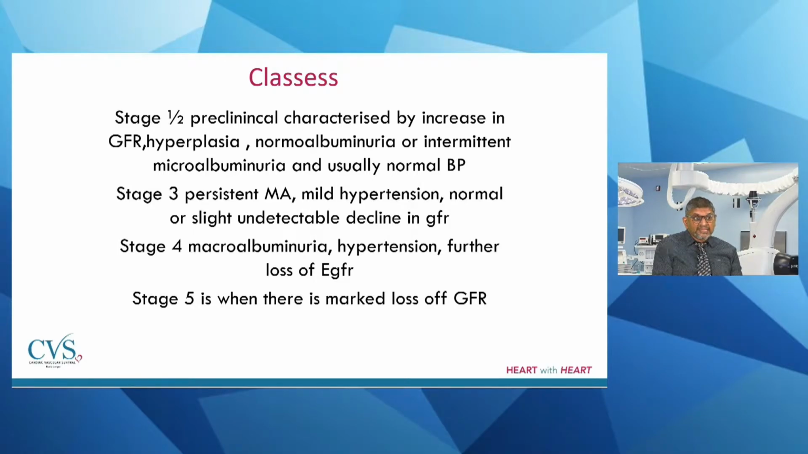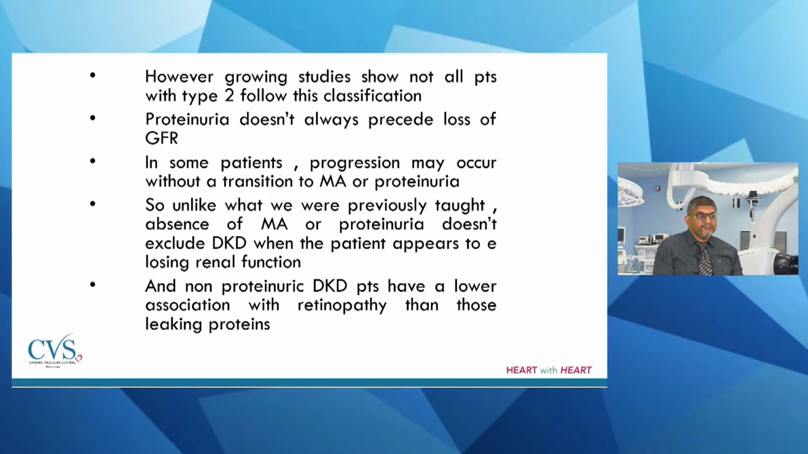But like I said, nowadays we have recognized that not all patients go through these stages. There are patients who go straight to losing GFR without much proteinuria. Previously we always said, okay, the patient comes with kidney failure, there's no proteinuria, it's not likely to be diabetic, it could be something else. That can still be true, but it can also be diabetic without much protein loss in the urine.